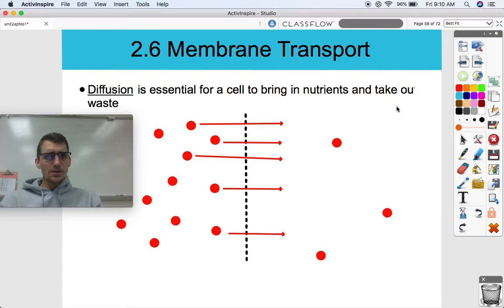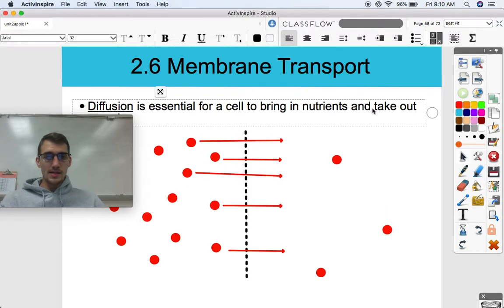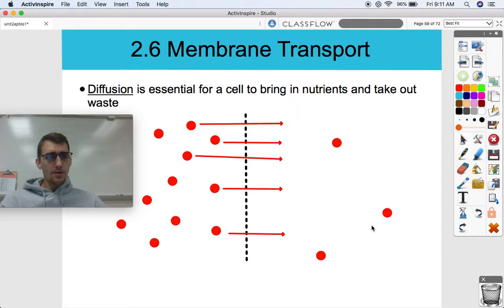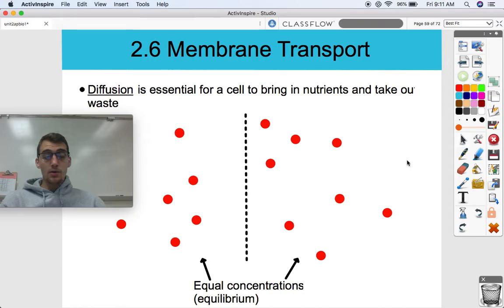All right, so cells are really dependent on this property of diffusion, that fluids, like gases and liquids, tend to spread out from one another. So if we have a high concentration of molecules on one side of this barrier and a low concentration on the other side, well, these molecules that are all packed together like sardines over here are going to spread out, and the concentrations on either side of this barrier will eventually become equal. And that's a state that we call equilibrium. In fact, I'm going to highlight that down here so you know that it's an important term. Equilibrium refers to when there's an equal concentration on either side of a membrane or a barrier of some kind. All right, so it's in equilibrium.